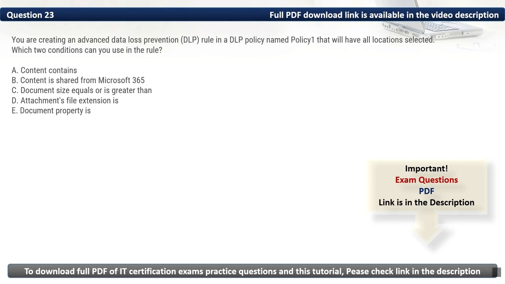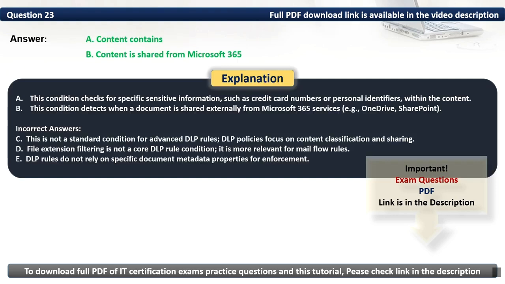As such, the two conditions that we can use in the rule are content contains and content is shared from Microsoft 365. Thus, the correct options are A and B. About option A, this condition checks for specific sensitive information such as credit card numbers or personal identifiers within the content. About option B, this condition detects when a document is shared externally from Microsoft 365 services.